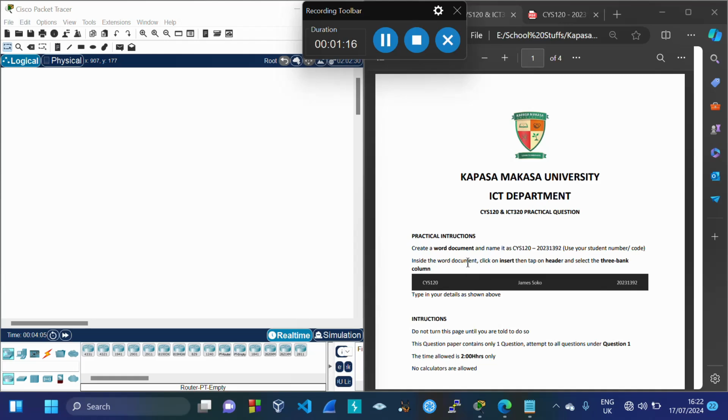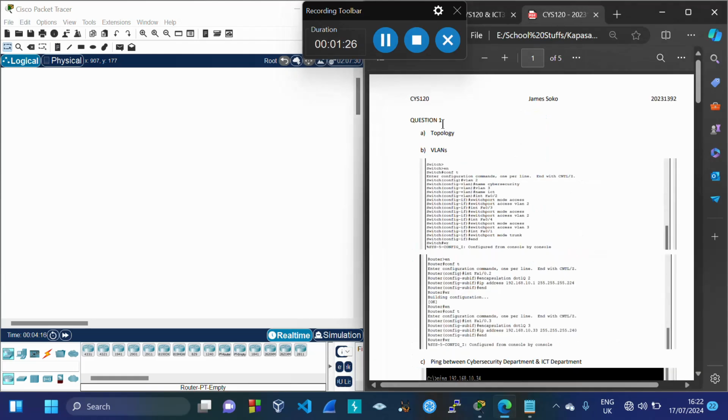Inside the Word document, click insert, then tap on header and select 3 blank columns like this. So you enter your details in this manner. This is the way we enter our details: course code, name, then student number.